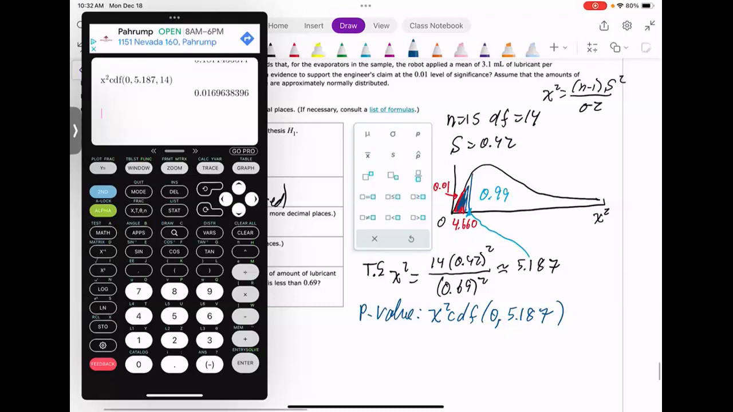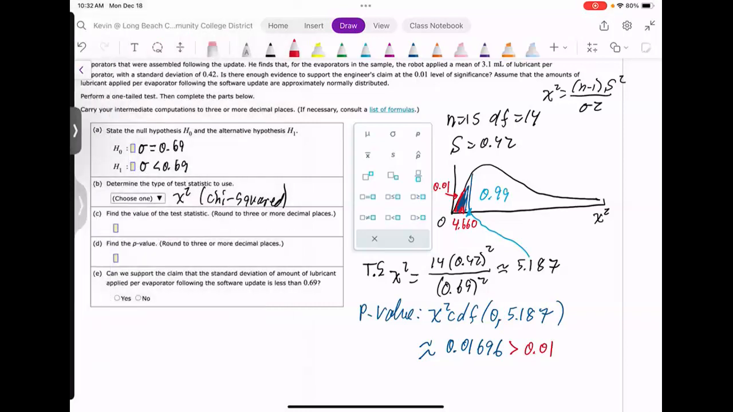And so our p-value in this case is 0.01696, which I can see is a little bigger than our alpha. Let's see what they're asking for over here. They want the test statistic, which is our 5.187, and our p-value, which is 0.01696.